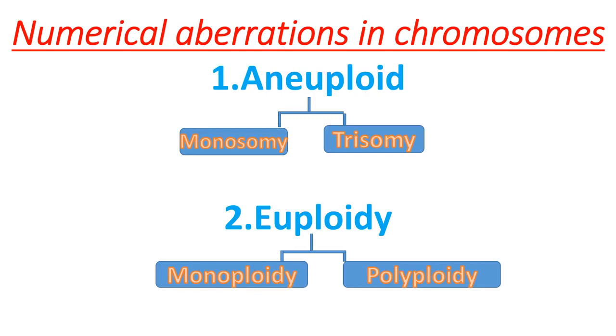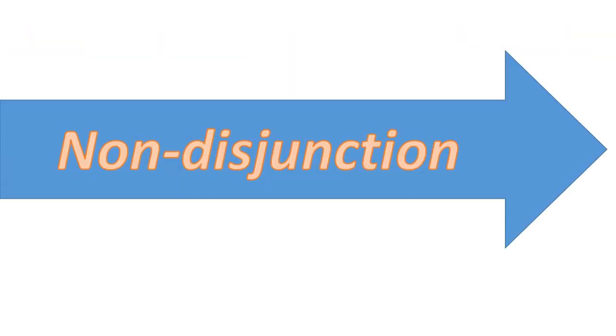And aneuploidy is further of two types, monosomy and trisomy, and euploidy is also of two types, that is monoploidy and polyploidy. All these types of numerical aberrations occur in chromosomes due to non-disjunction. So what is this non-disjunction?